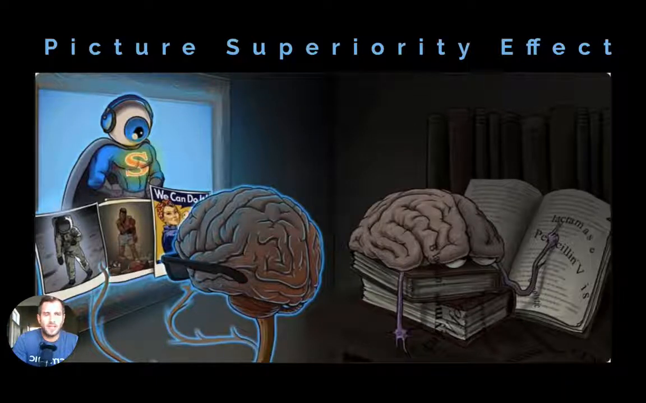So images, they're visual, they're colorful, they're bright, they excite the brain. Words on a page do not. They're dry, they're boring. The brain has to decode them in order to encode them. Okay? So we remember pictures better than words.